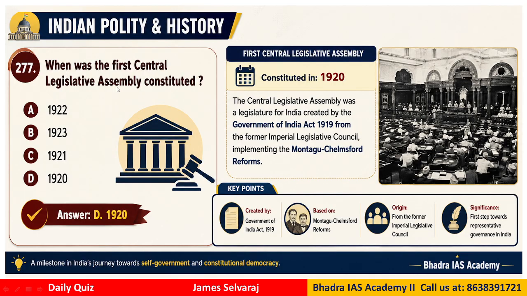Fine. Question number 277. When was the first Central Legislative Assembly constituted? The correct answer would be 1920. We have 1922, 23, 21. Why 1920? The Central Legislative Assembly was a legislature for India created by the Government of India Act 1919, the old one. That is why we say it was constituted in 1920. So the correct answer would be option D, 1920.